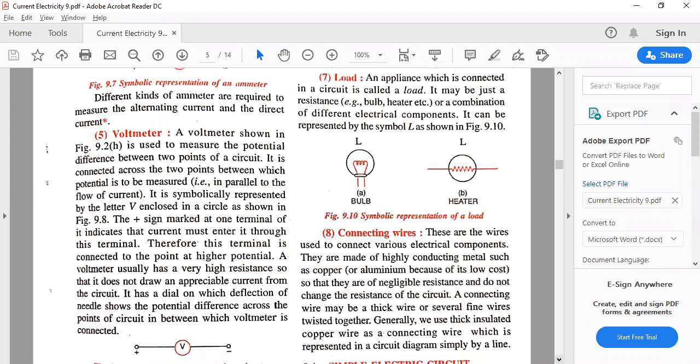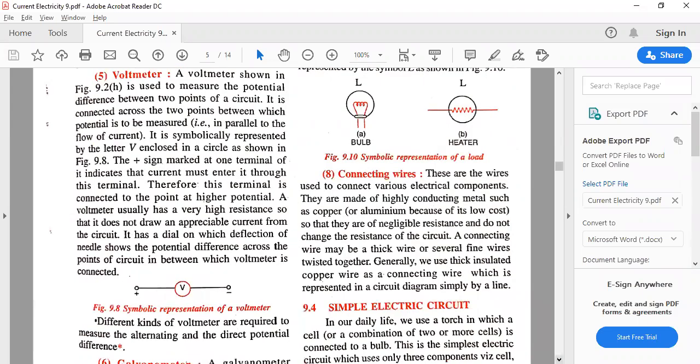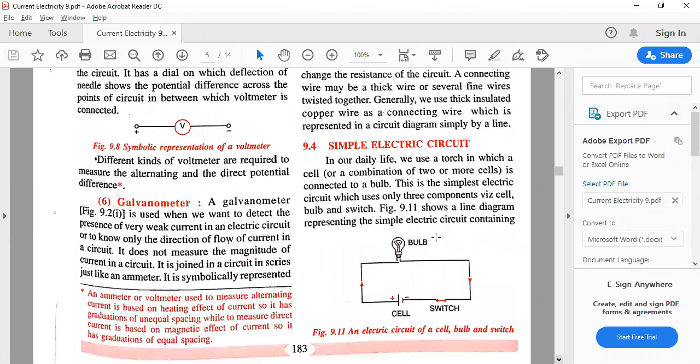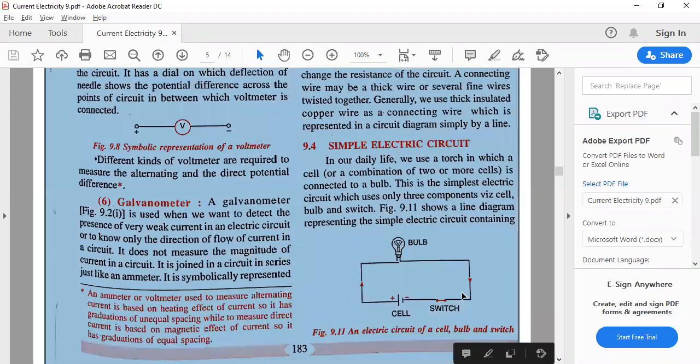So connecting wire may be thick or it can be twisted together. You must have seen. Okay, so thick insulated copper wire as a connecting wire. Okay, so in a circuit diagram we will be just drawing like a line. So simple electric circuit. Now remember, if you want to have a closed circuit, please see the switch. It should not remain open. Okay, so this is a closed circuit. So this bulb is drawing the current and the current is flowing from plus to minus by convention.